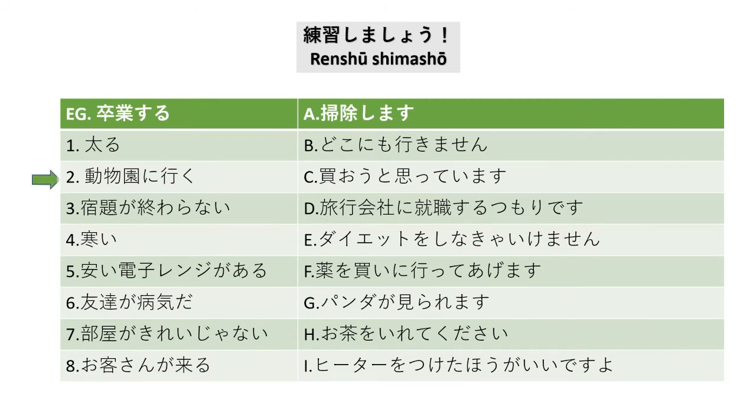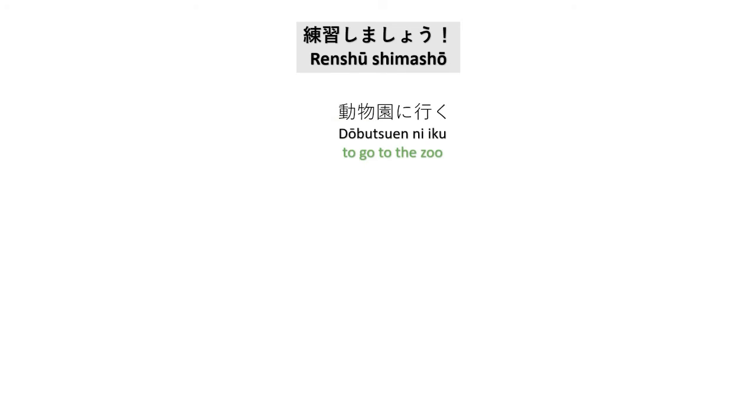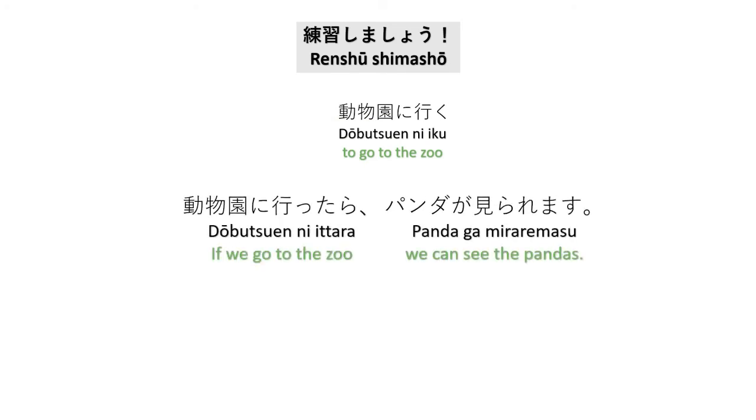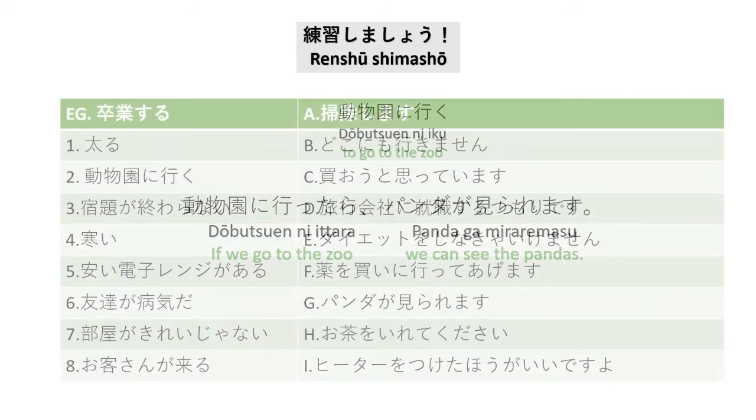Next. Number 2. Doubutsuen ni iku, to go to the zoo. So its partner is panda ga miraremasu. We can see panda. Doubutsuen ni ittara panda ga miraremasu. We can see the pandas. If we go to the zoo, we can see the pandas.